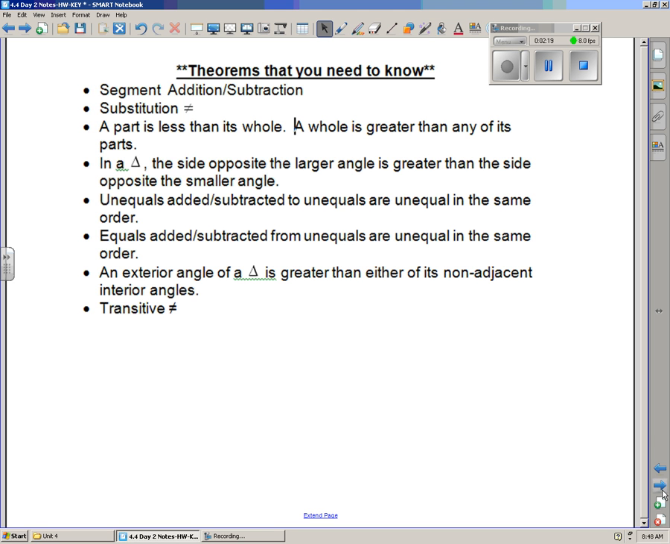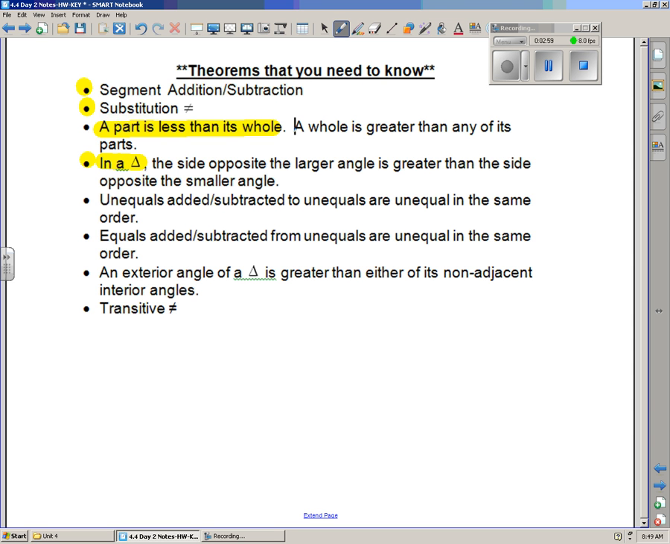So these are some theorems that you will need to know for proofs. Segment addition and subtraction, substitution of inequality, a part is less than its whole, or a whole is greater than any of its parts. We didn't really talk about a part less than a whole. We always talked about a whole greater than a part, but it works both ways. In a triangle, the side opposite the larger angle is greater than the side opposite the smaller angle. But again, we have to be just in one triangle.